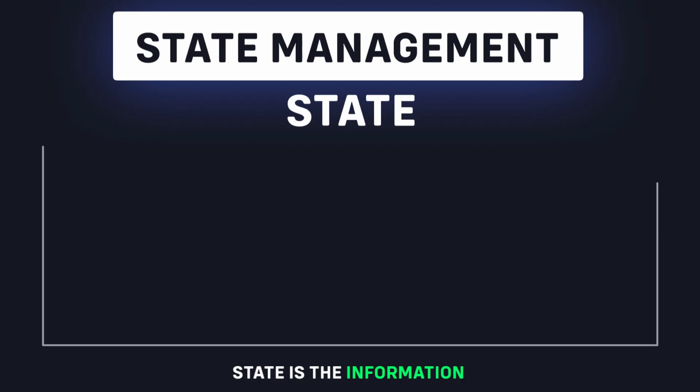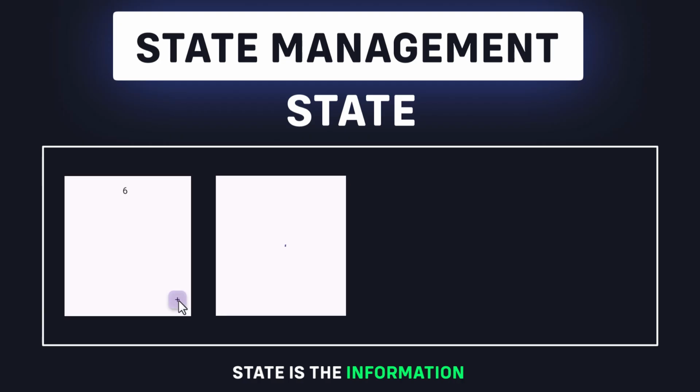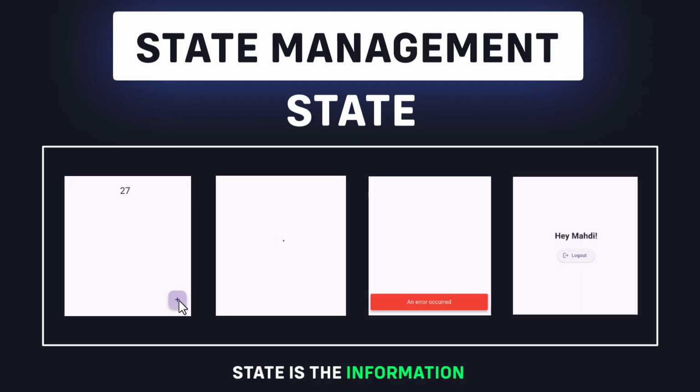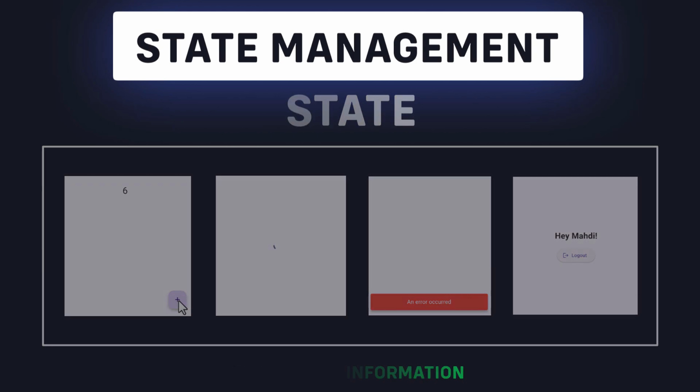For example, a number in the counter, a loading indicator, an error message, or whether the user is logged in or not. All of these are state. Think of state as the current situation of your app. When the state changes, the screen must change too. And if nothing in the state changes, the screen shouldn't change either.